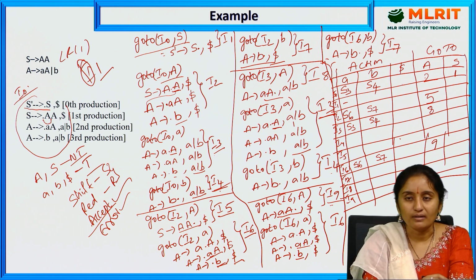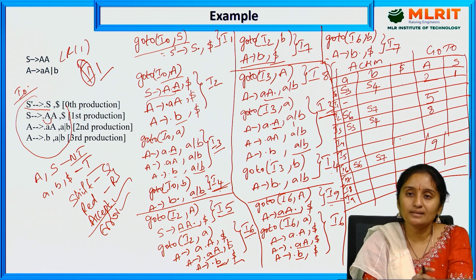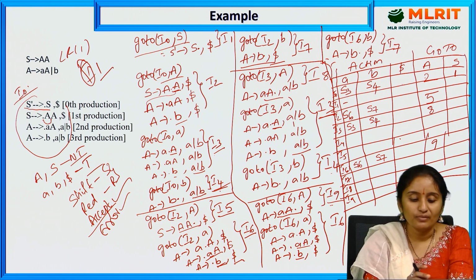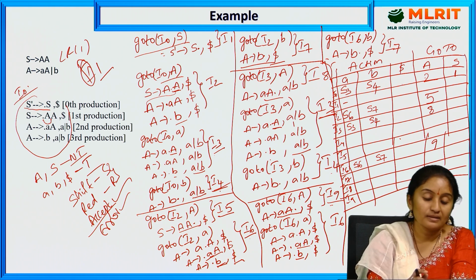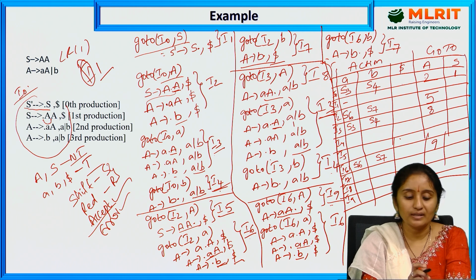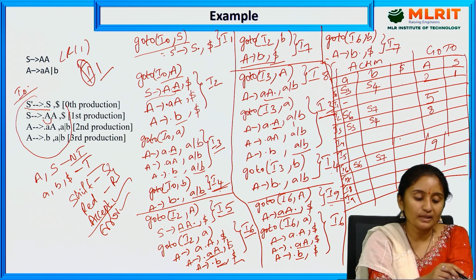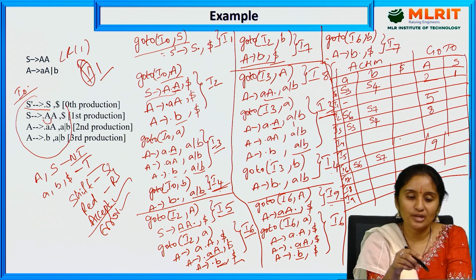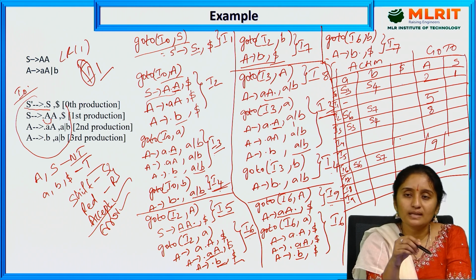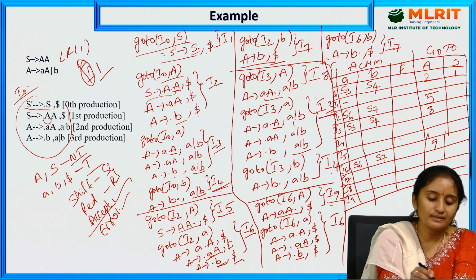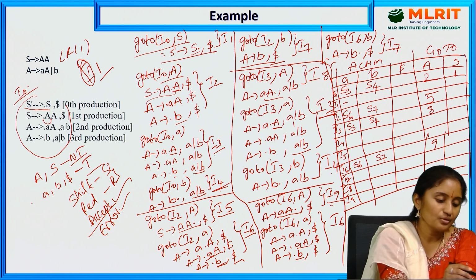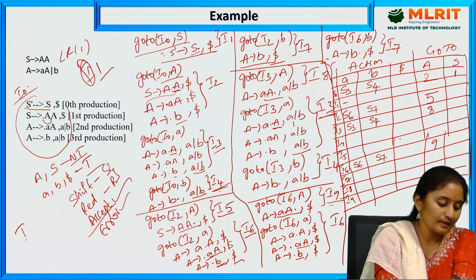Now find what the final states are. Which states reached the final state? So how do we identify the final states? For the given productions, check in each production in which state the dot reaches the last. Nothing but in which state the dot is lying at the end of the production. See here, S dash tends to S dot is I1, so it is represented as I1.